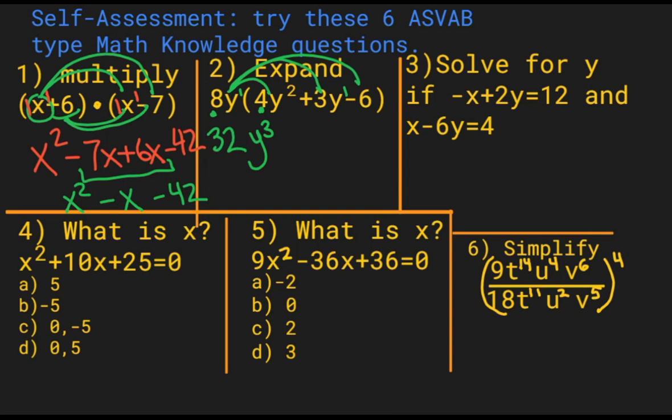Next, 8y times 3y. 8 times 3 is 24. Go play those multiplication games. You got to learn your multiplication tables. y^1 times y^1 is y squared. And finally, 8 times negative 6 is negative 48. Positive times a negative is a negative. Don't forget the y. I can't combine anything together because this is in the 3 family, the 2 family, and the 1 family. All right, next.